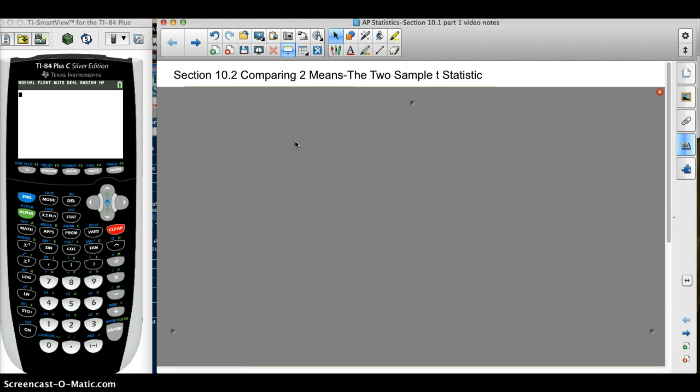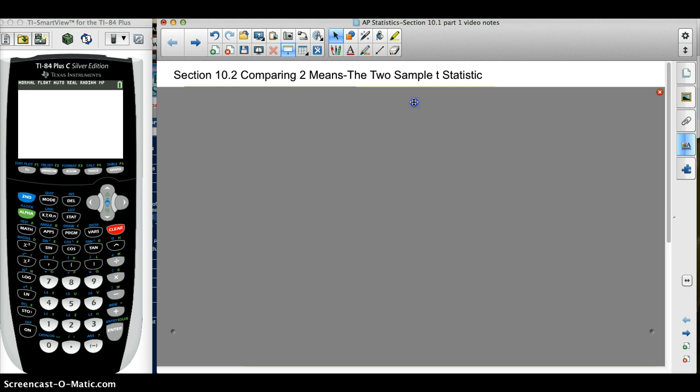Okay, so this section has to deal with comparing two means, or using, in this particular video, the two-sample t-statistic. Very similar to section 10.1 where you were comparing two proportions, now we're going to compare two means, which is still very similar to what we've been doing in our units.